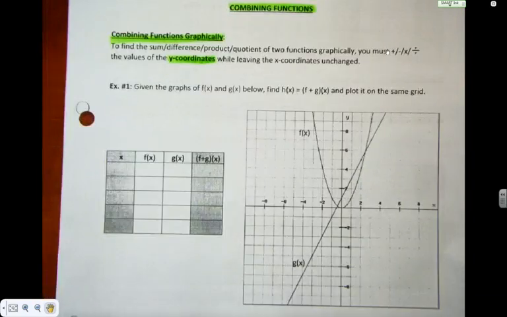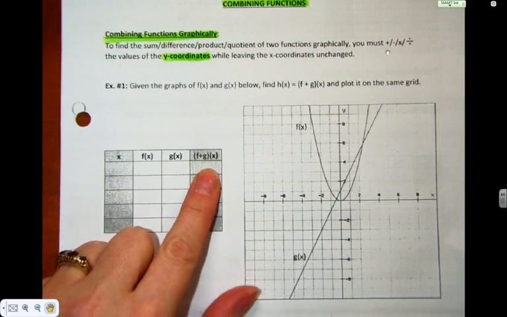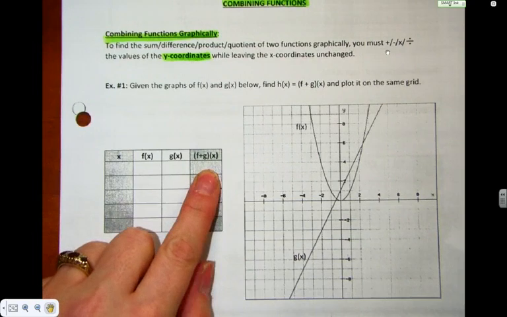So they've given us two functions, f of x and g of x. What kind of function is f of x? It's a parabola. How do you know? Because of the shape, right? Shaped like a U. What is g of x? Linear. How do you know? Because it's a line. And what the question is asking us to do is add them together. So we want to know graphically what happens when you add a line to a parabola.